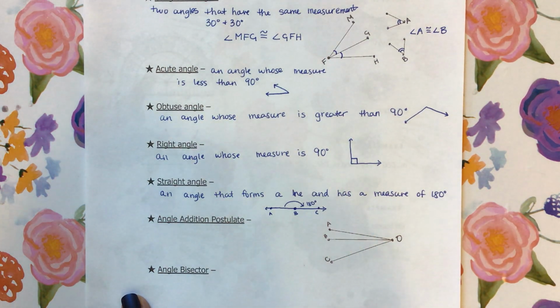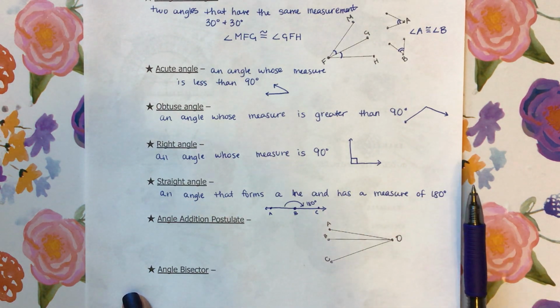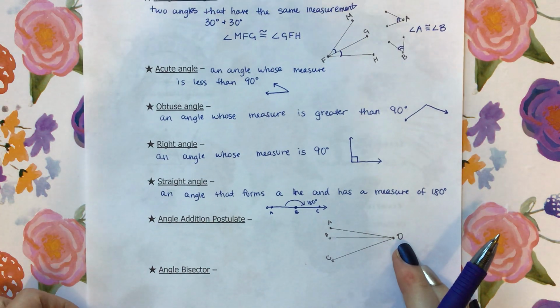So now we have the angle addition postulate. This is very, very similar to your segment addition postulate that we talked about yesterday. If you have two things that compose a whole that is larger, then you can add them up and you can get the whole. That's basically what we're about to say here, but we're going to make it a little bit more technical in mathy terms.